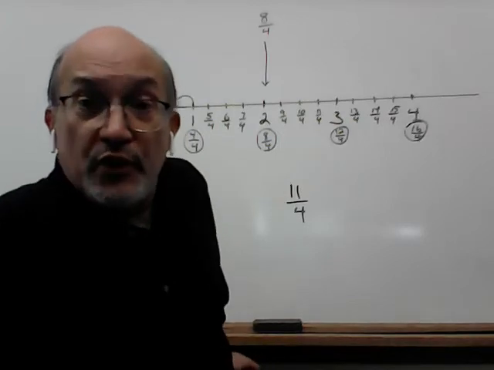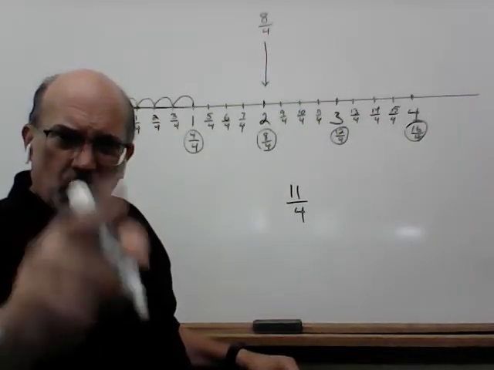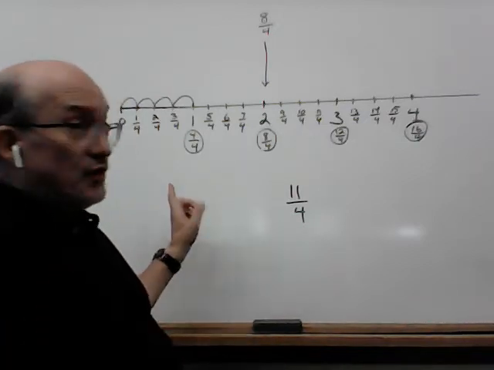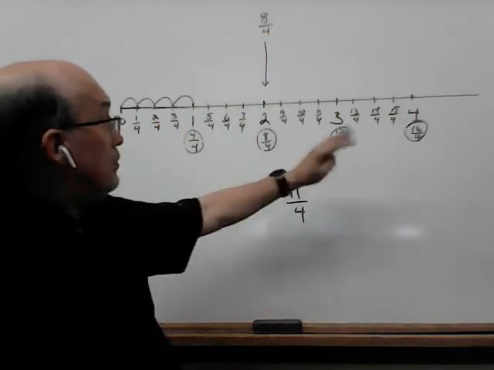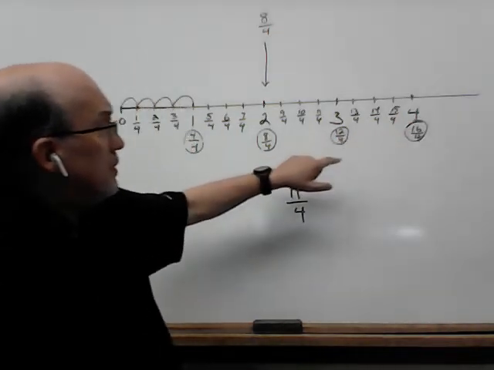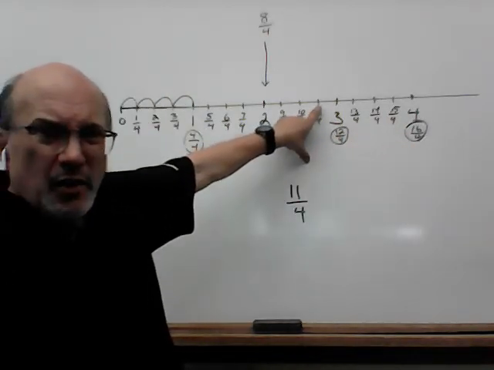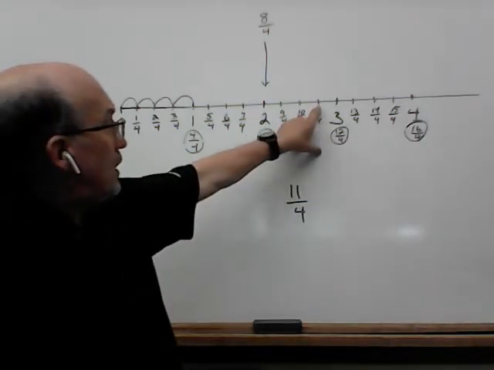Where is 11/4 on the number line? Well, an obvious answer, but one that's very important to understand, is 11/4 is the 11th fourth to the right of 0. And I already counted the fourths all the way up to 16/4, or the whole number 4. 11/4 is right there. But how else can we describe its position on the number line?